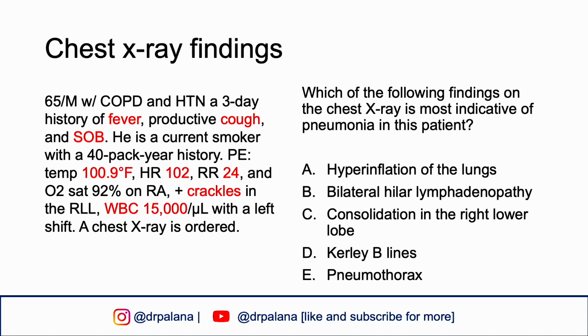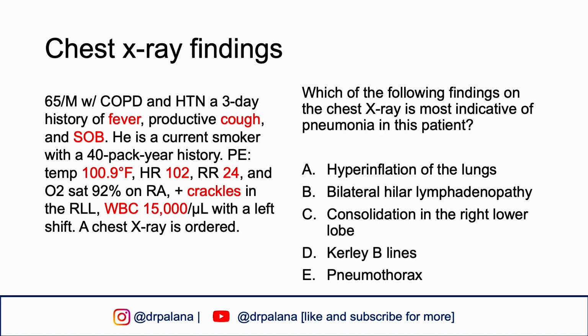Which of the following findings on a chest X-ray is most indicative of pneumonia in this patient? Hyperinflation of the lungs, bilateral hilar lymphadenopathy, consolidation in the right lower lobe, Kerley B lines, or pneumothorax. The correct answer is consolidation in the right lower lobe.